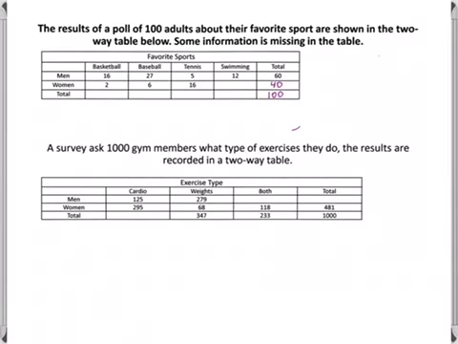Well, 2 plus 6 is 8. 8 plus 16 is 24. So that means we're missing a total of 16 for swimming in order to make 40 all the way across. And then we just add up the columns. So we've got 18, we've got 33, 21, and 28. And so the bottom row should add up to be 100.